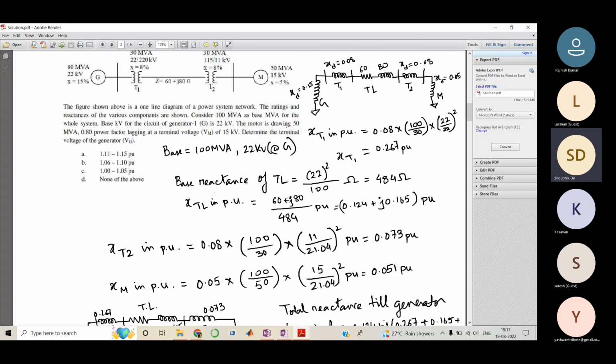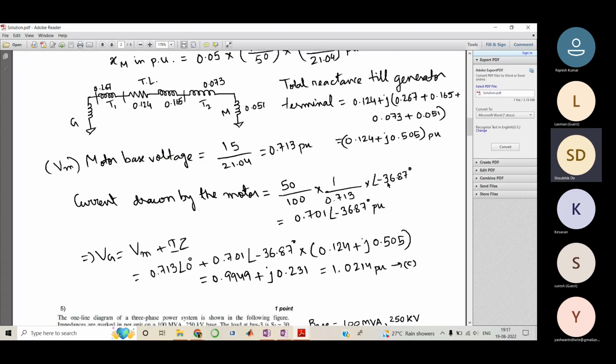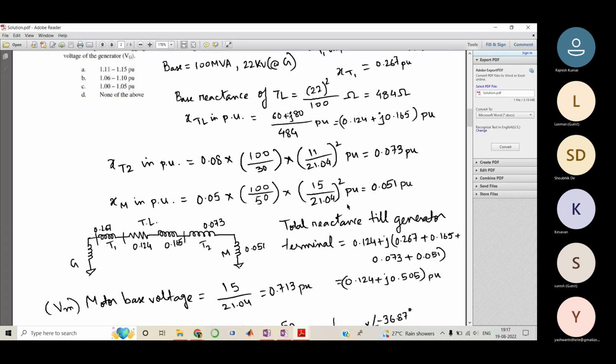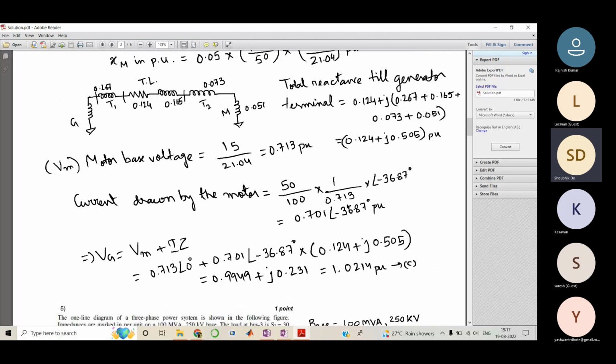It has been mentioned that the motor is drawing 50 MVA at 0.8 power factor lagging. So 0.8 power factor lagging means cos inverse of 0.8, which comes out to be minus 36.87. So your current comes out to be 0.701 at an angle of minus 36.87 per unit. If you fit this into the formula Vm plus IZ, and calculate carefully, it comes out to be 1.0214 per unit, which is your option C. This was a bit lengthy and tricky problem, I felt, but if you follow the steps, you'll arrive at the answer.